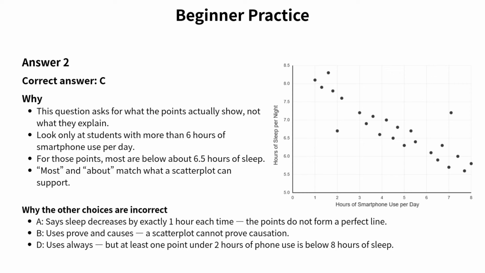Now, why are the other choices wrong? Choice A says sleep decreases by exactly 1 hour for every extra hour of smartphone use. But the points don't form a perfect line, there's clearly variation.